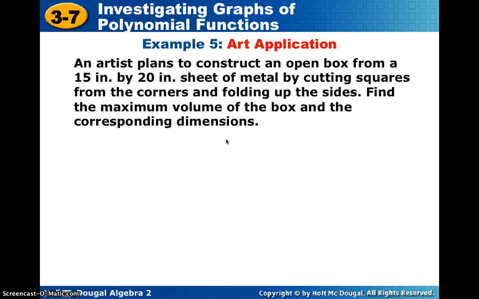Okay, an artist plans to construct an open box from a 15-inch by 20-inch sheet of metal by cutting the squares from the corners and folding up the sides. Find the maximum volume for the box and the corresponding dimensions. So the first thing you have to know to do that is that volume is length times width times height.